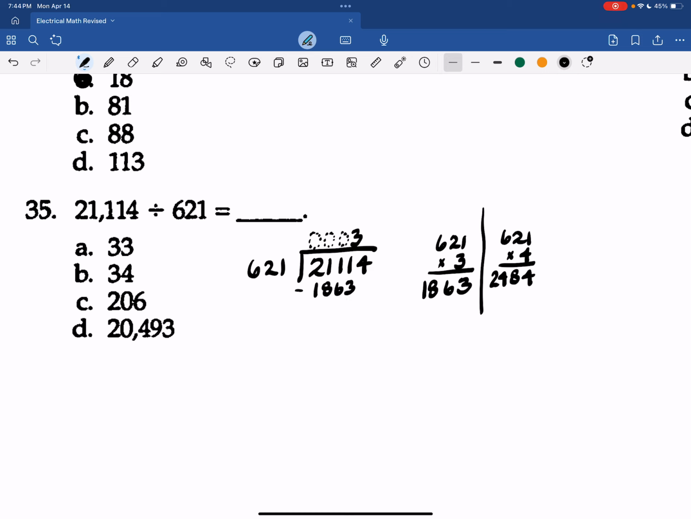1863. And I can already tell you that 4 has to come down. So I have 11 minus 3 is 8. 10 minus 6 is 4. 10 minus 8 is 2. And look at that, I've already found it. It's 4 times 2,484, and there's no remainder.